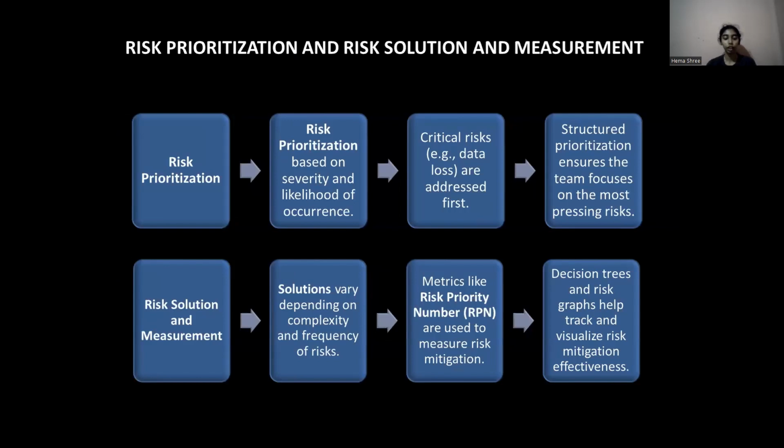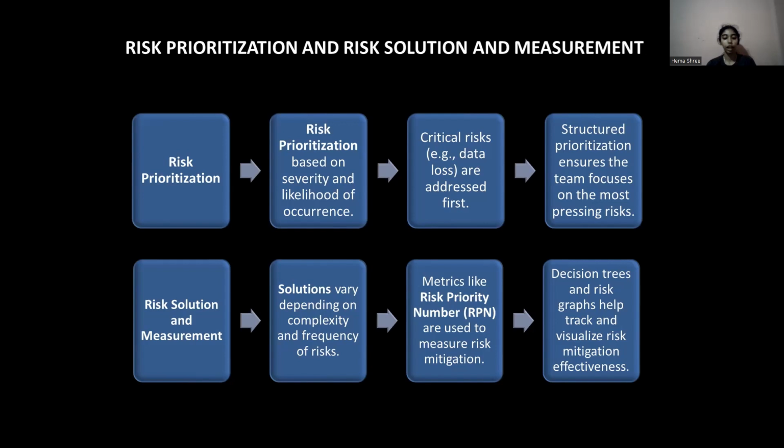Risk prioritization and risk solutions and measurements. Risk prioritization: once risks have been identified, the next step is to prioritize them based on their potential impact. Severity is a critical factor in determining the priority of a risk. For instance, risks that could lead to critical failure or data loss must be addressed before those with minimal impact on function. In addition to severity, the probability of occurrence is another essential consideration for prioritization, as risks that are highly likely to occur matter even if their impact is moderate.